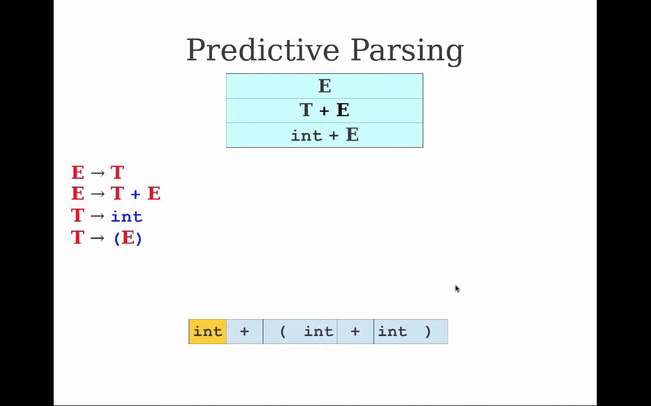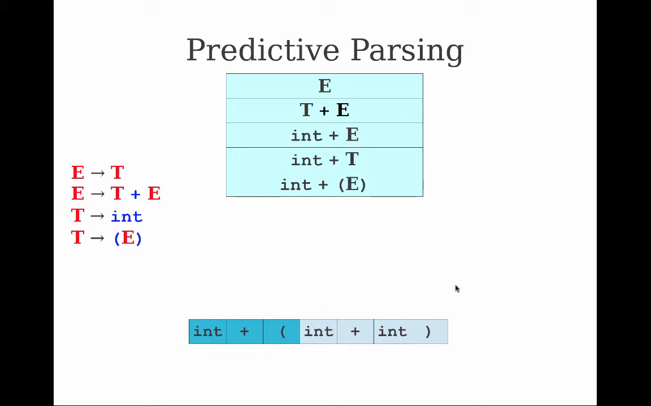Now we continue on and we're finished with the int plus. We're finished matching the input up to int plus, right? And so now we have that E and we have to figure out what to do with it. So we get a left paren there, and so we say, oh, well, that means that we better expand the E to a T, and furthermore, we better expand the T to open paren E close paren.